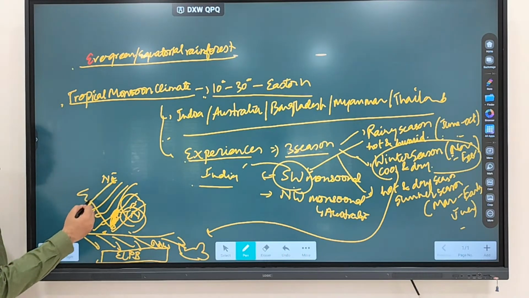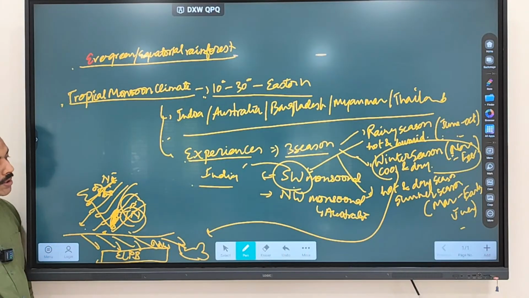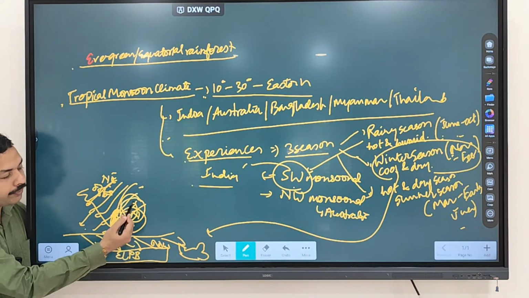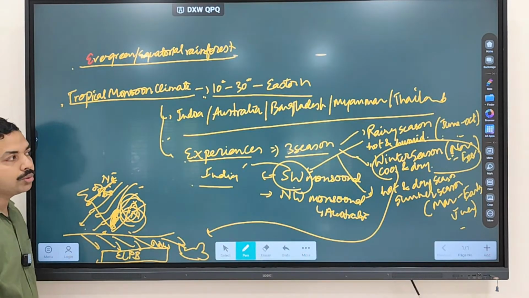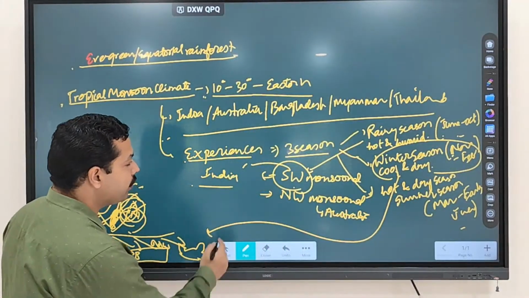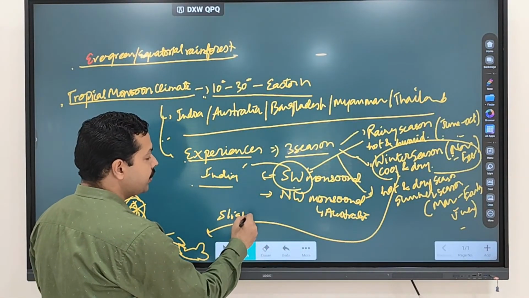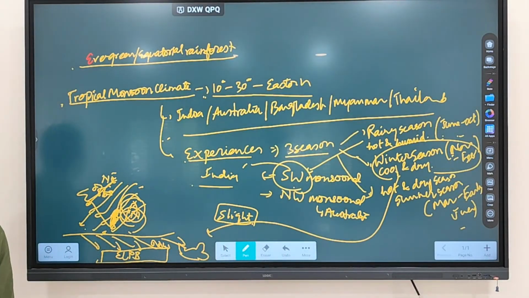Clear? So most of the northeast wind is offshore only. They are going from land to sea. But some of the northeast wind can pick up moisture from the Bay of Bengal region and can create rainfall. So though the winters are mostly dry, you will see slight rainfall also in the winter season, due to the northeast monsoonal wind.